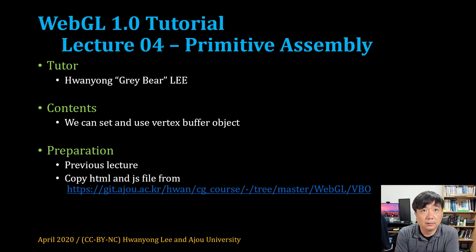Hi everyone. In the last class, we learned how to create a vertex buffer object and how to add attributes to vertices. Today we will learn the primitive assembly stage. The primitive assembly stage is part of the graphics pipeline of OpenGL ES and WebGL, and it can be controlled by the GL draw command.